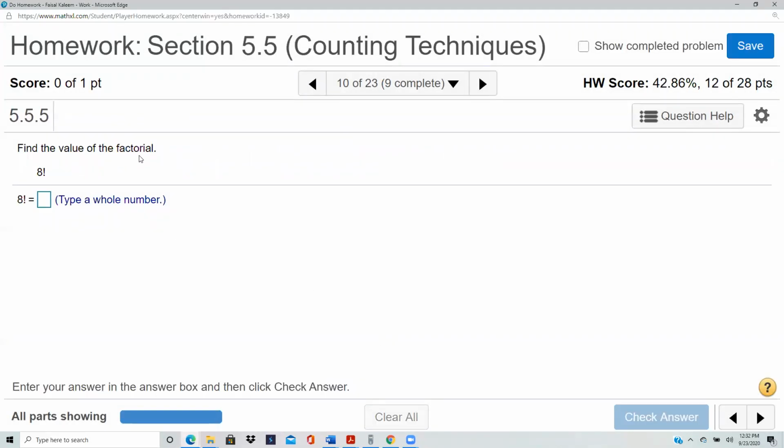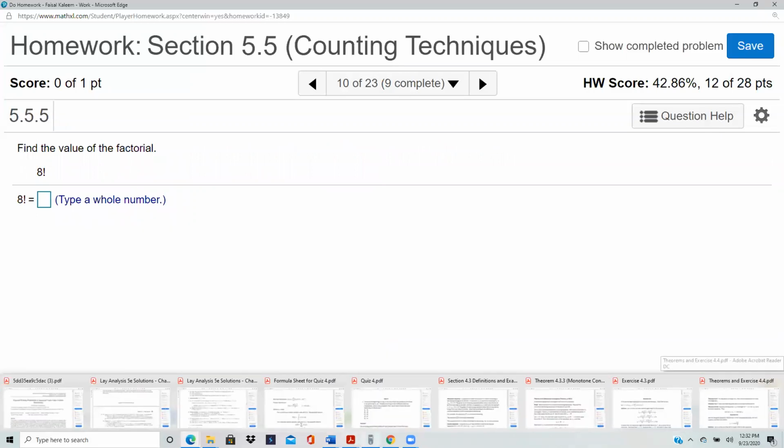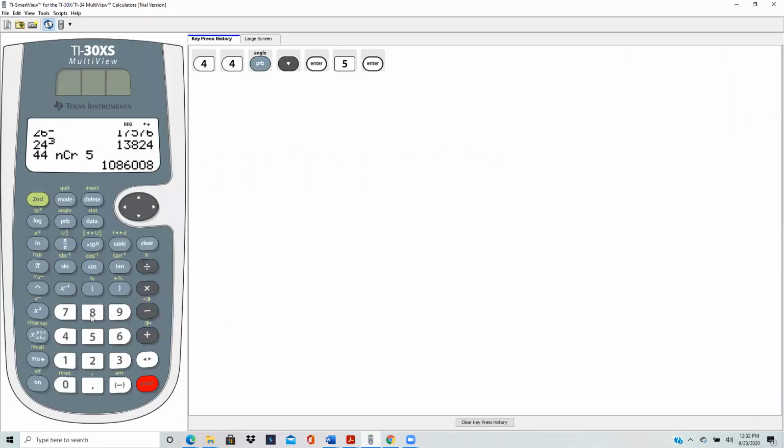Find the value of the factorial, 8 factorial. So let's see how we do it in the calculator. So you would do 8, and it's again this PRB button, and you would select number 3, which is factorial, and enter. So that's 8 factorial, and enter again. So that's 40320.